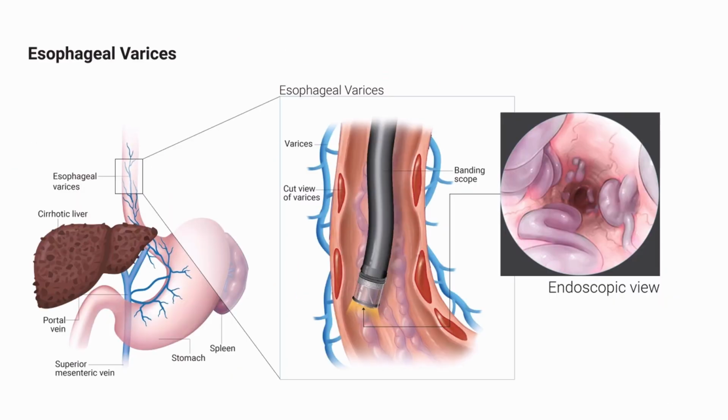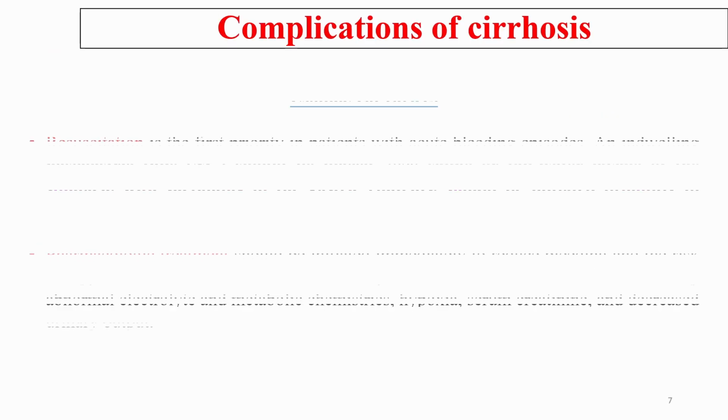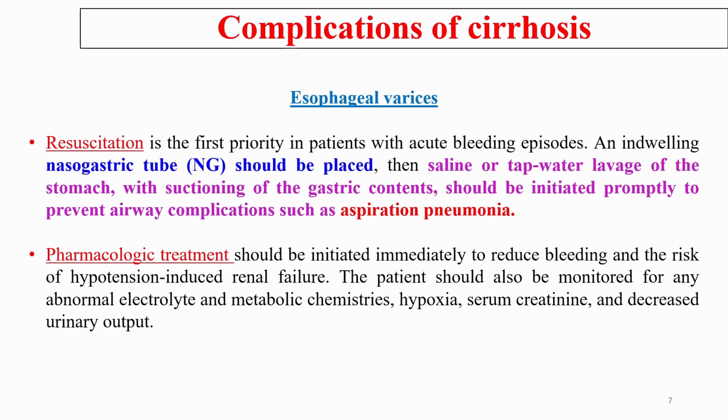If ruptured, they cause massive gastrointestinal bleeding, presenting as vomiting blood, hematemesis, or black tarry stools, melena. When a patient presents with active variceal bleeding, it's a medical emergency. The top priority is stabilization. Start IV fluids and blood transfusion if needed. Insert an NG tube to decompress the stomach. Perform lavage to reduce aspiration risk. Simultaneously, begin medications and consider endoscopic intervention.